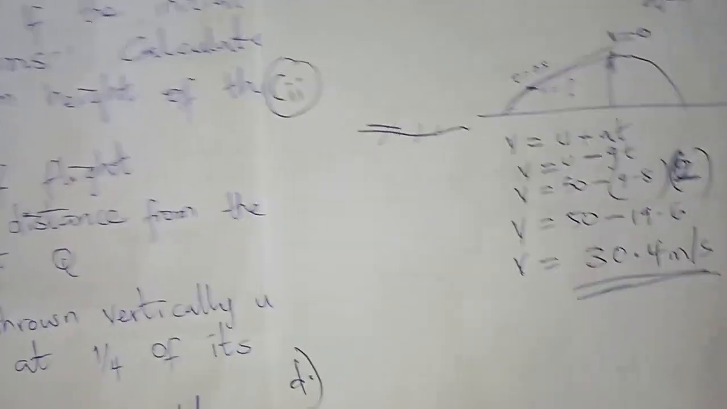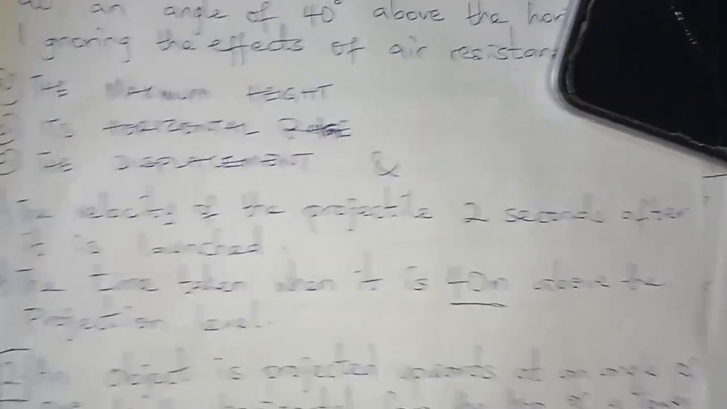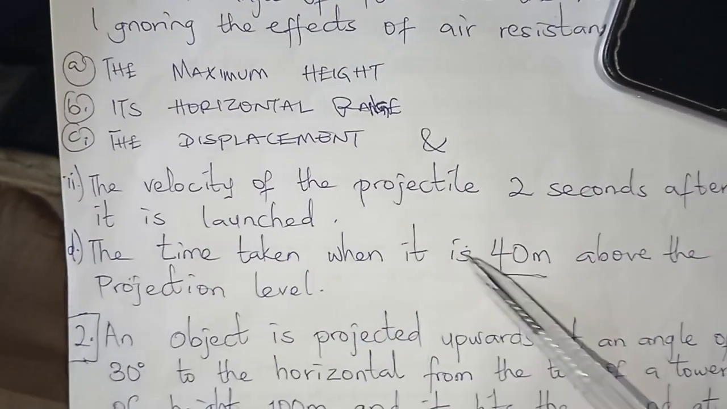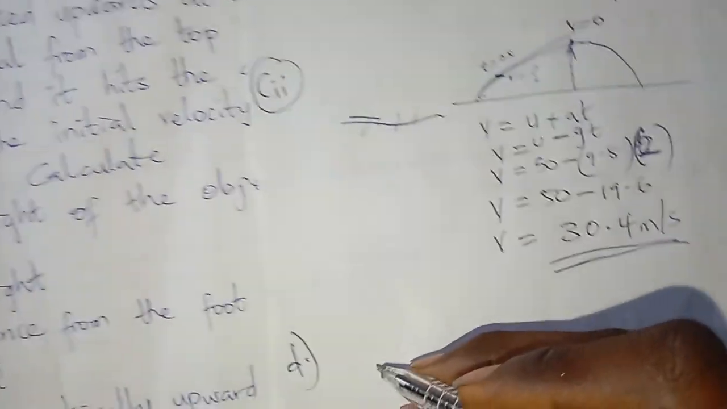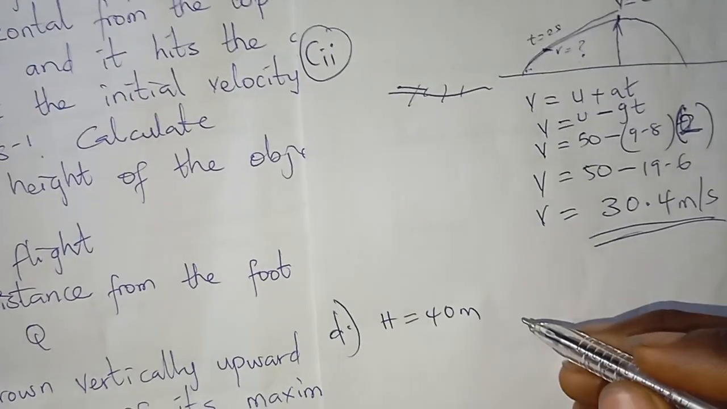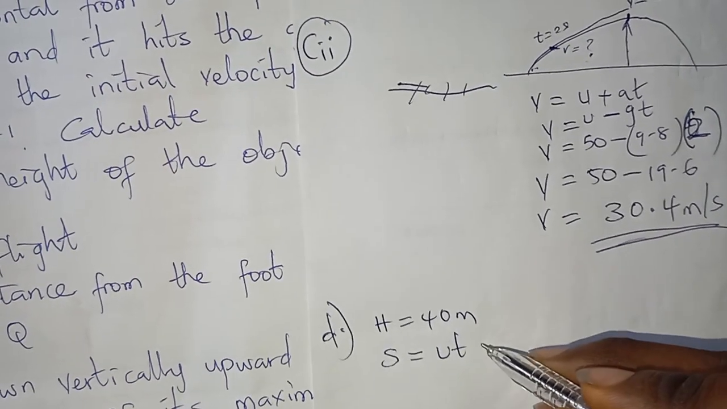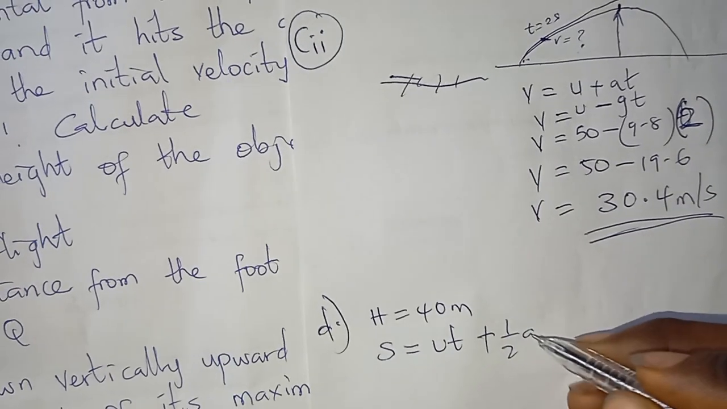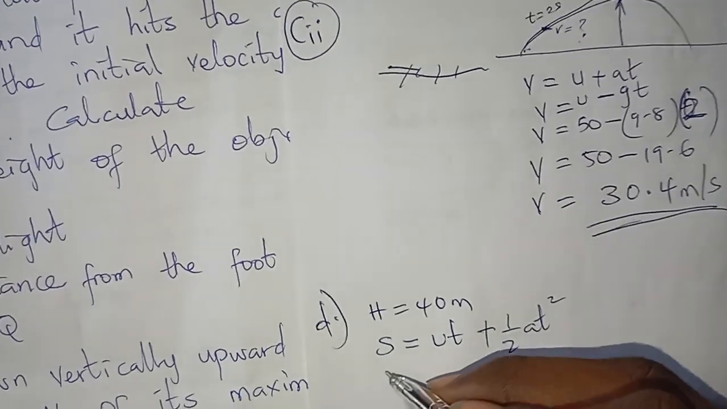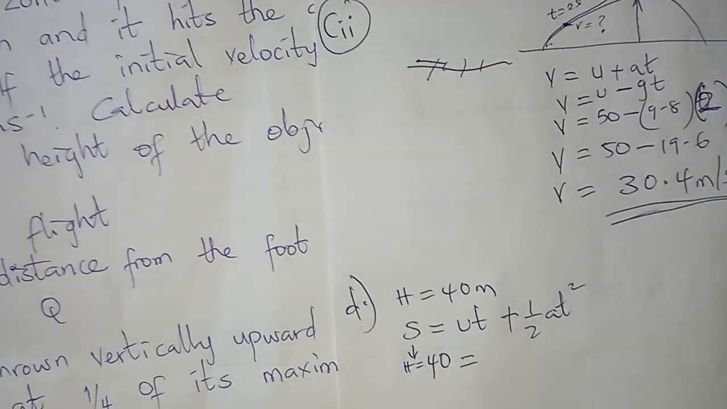The D part asked us to find the time taken when it is 40 meters above the ground. The last part for number 1 says the time taken when it is 40 meters above the projection level. They gave me 40 meters above, that is the height is 40 meters. Since they are asking me for time, I will make use of s equals ut plus half at squared. Notice here, this will change to h, and this is equal to 40 above.